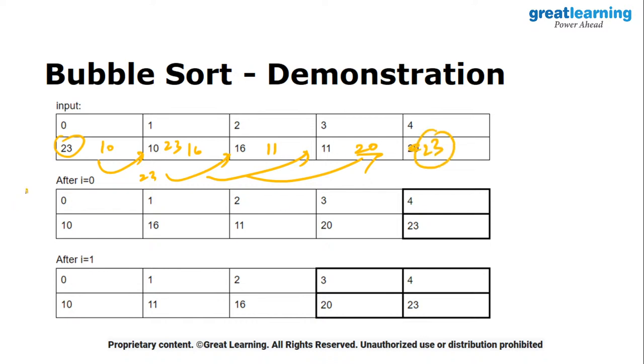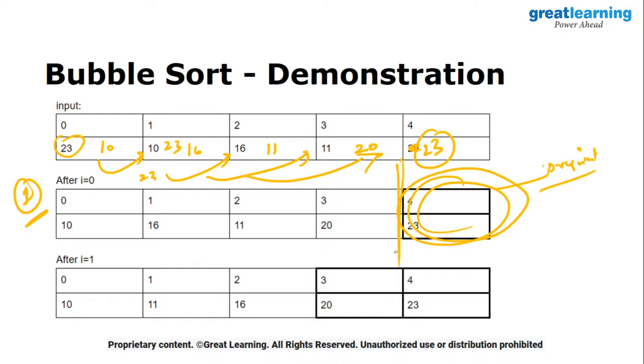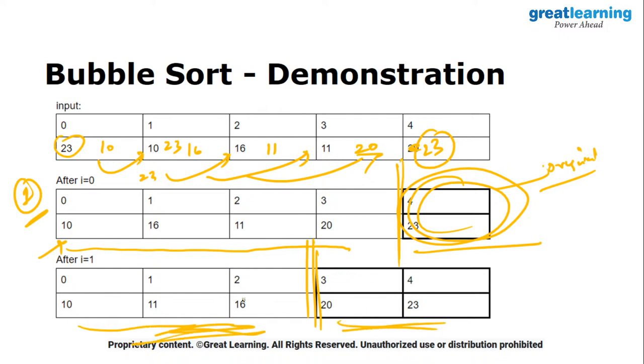So with each iteration, this is your first iteration, after this first iteration your 23 is at its original location. So now you will not be focusing on this. Now you will be thinking, okay, this part is sorted, now I will focus on this part only. So again the same process starts. Now you will be dealing with this 0. Again, the second element will be there, and now you will be comparing all the elements one by one. In the second iteration, this element will be fixed, and you will be thinking, okay, this part is sorted, now I have to put my focus on these elements.